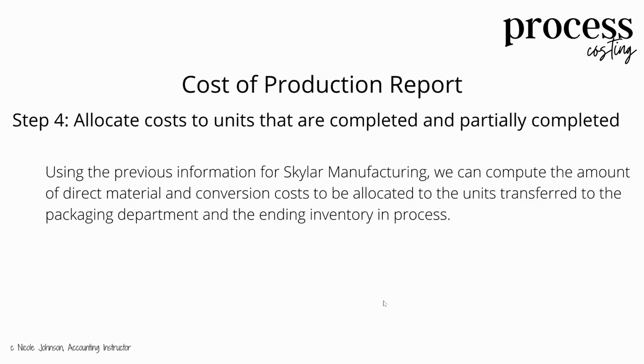Using the previous information for Skylar Manufacturing, we can now compute the amount of direct material and conversion costs to be allocated to the units transferred to the packaging department and the ending inventory in process. The beginning inventory had a cost of $6,200. Pay attention to this because it will come back later.